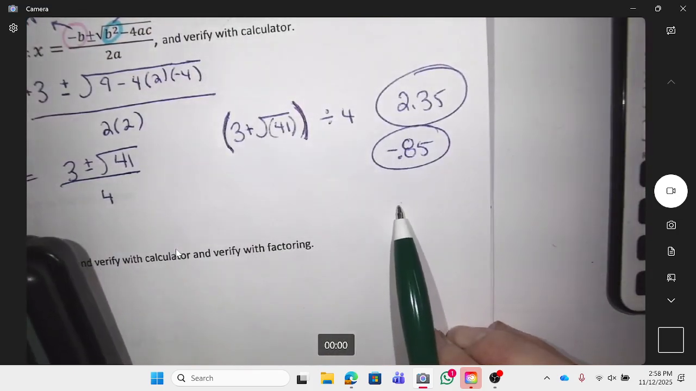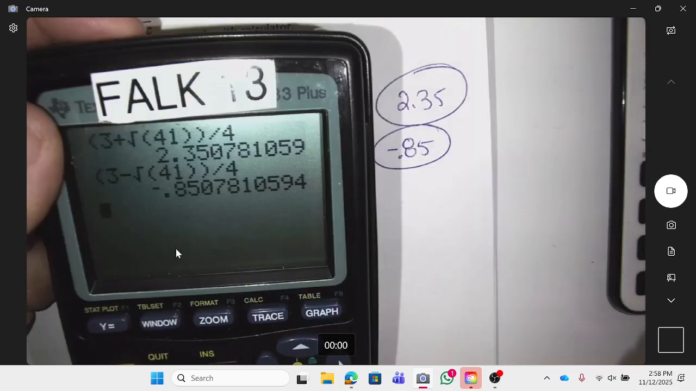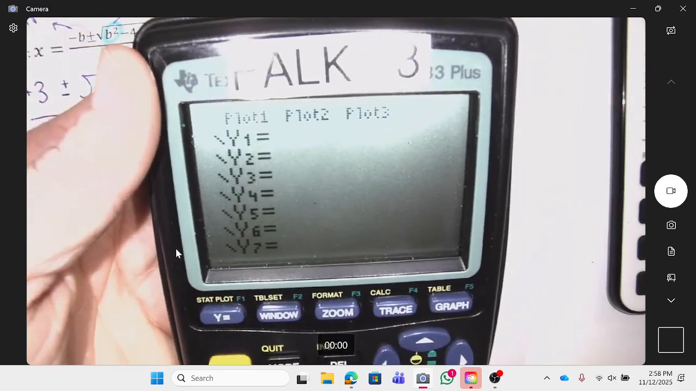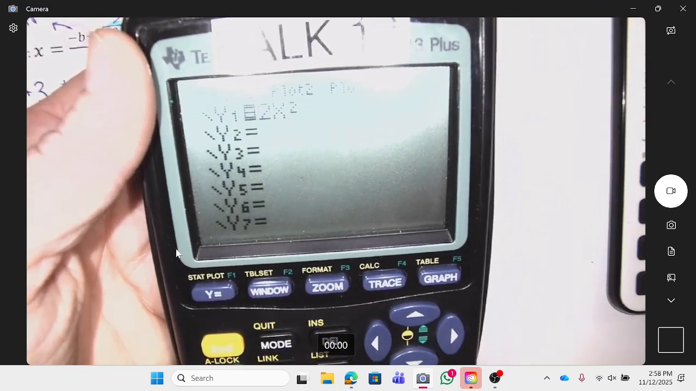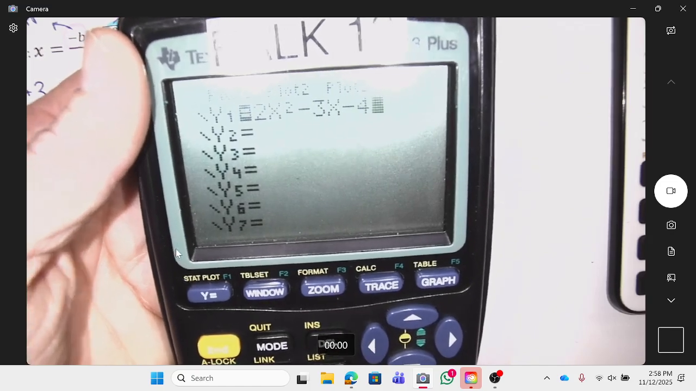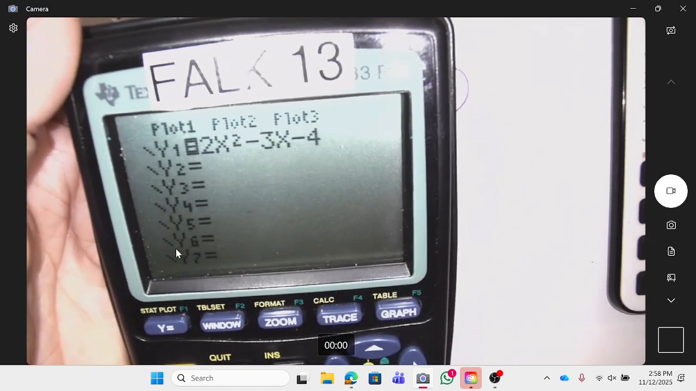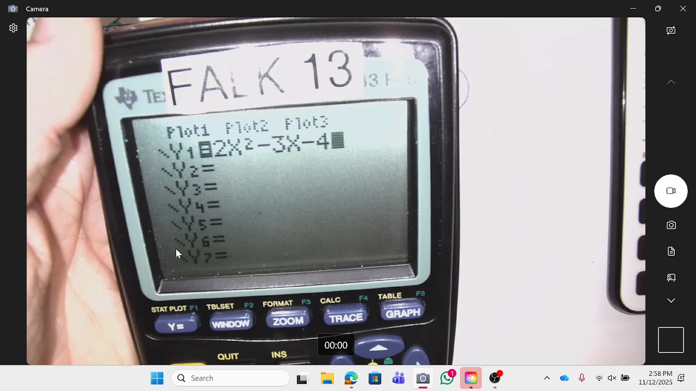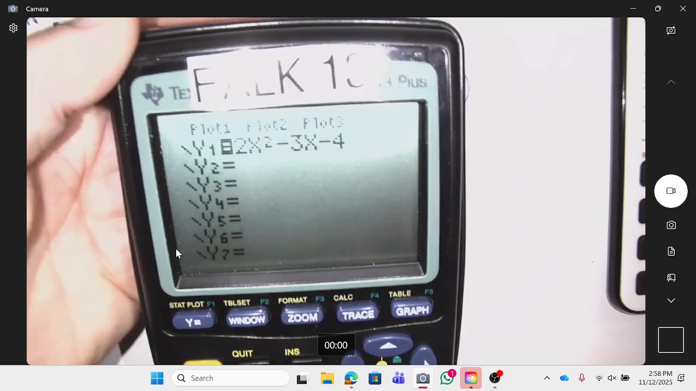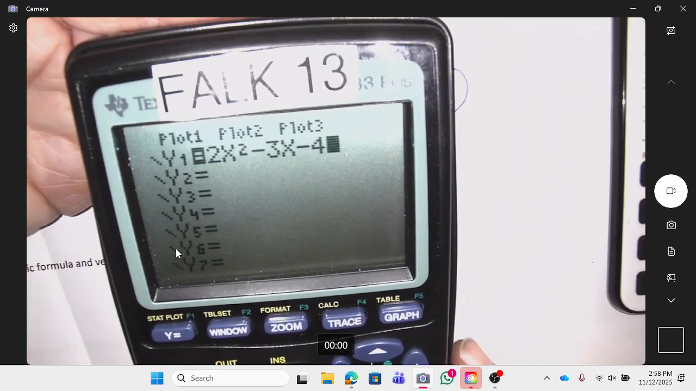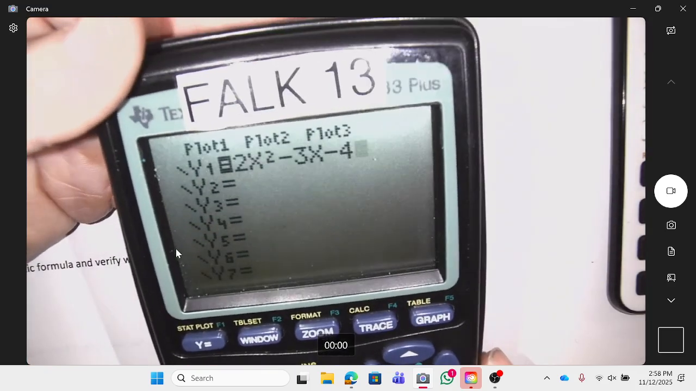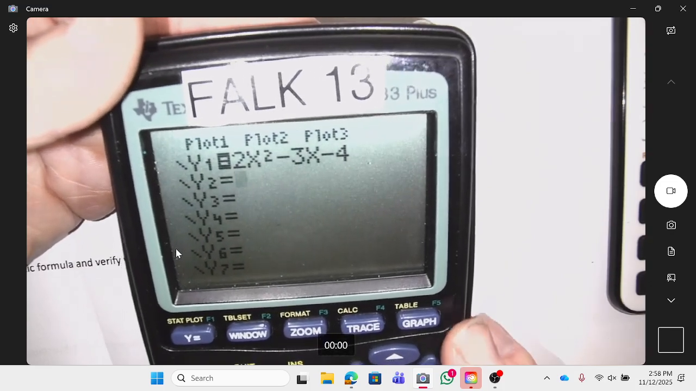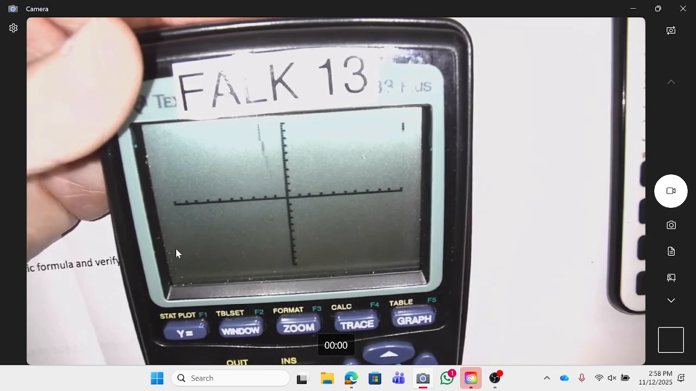Okay, how did it go? Are we there? Okay, go to your y equals 2x squared, subtract 3x, subtract 4. Type in the equation. Good? Everyone's got the equation typed in? Graph it.